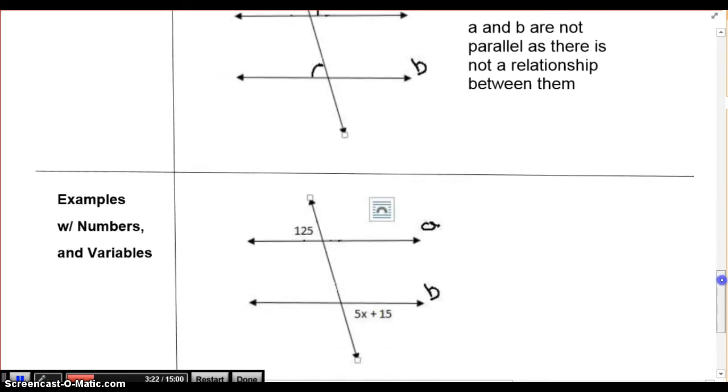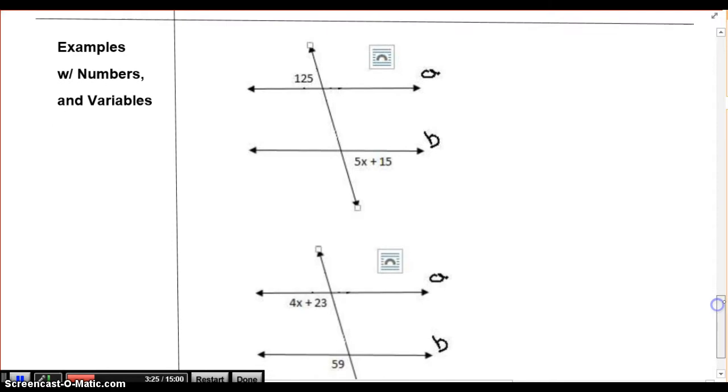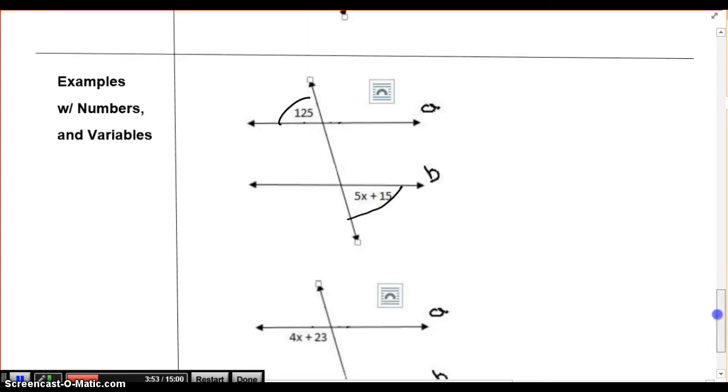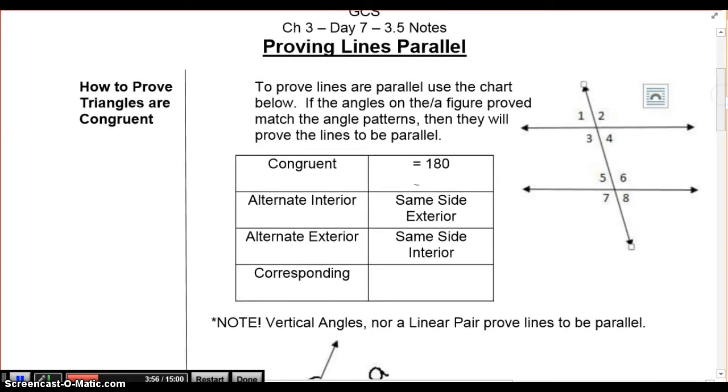Now, let's finish this off here. We're almost done. What about if we've got examples with numbers and variables attached to it, and we want to prove that they are parallel? Well, first things first, we have to see what the relationship between the two numbers or the variables is. So here we have 125 degrees in this corner, and in this corner we've got 5x plus 15. Well, we know that these two angles are alternate exterior angles. And going back to our chart, do alternate exterior angles prove those lines to be parallel?